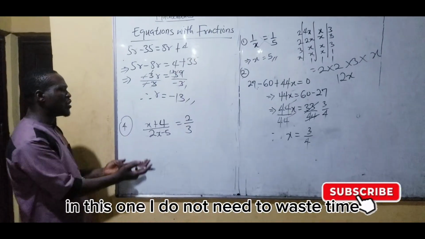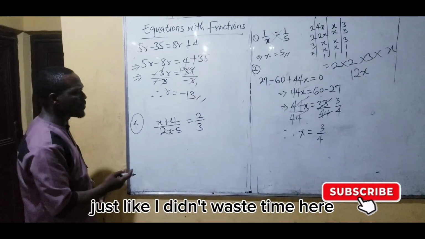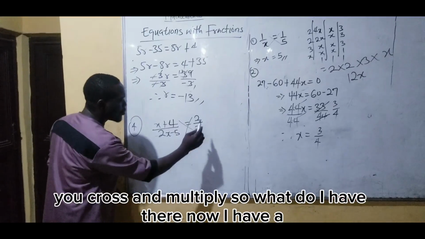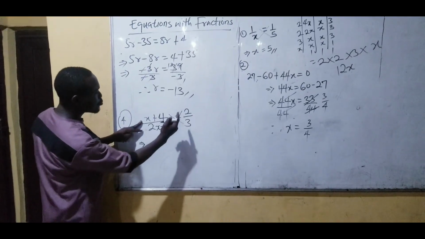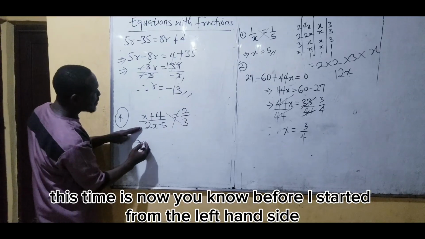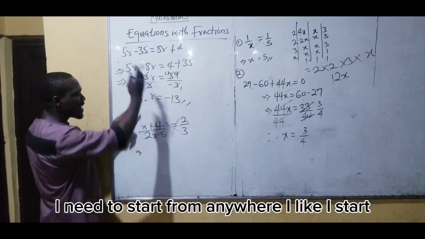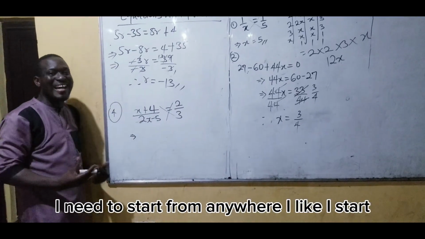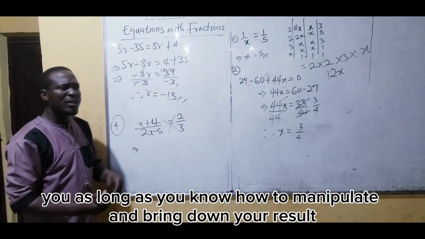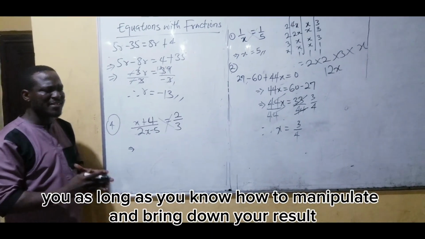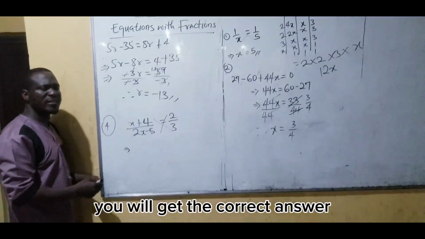Let us quickly do this one. In this one, I do not need to waste time, just like I didn't waste time here. You cross and multiply. So what do I have there now? I have this times this now. Before, I started from the left hand side, but I can start from anywhere I like. Once you know what you're doing, anyhow you do it, as long as you know how to manipulate and bring down your result, you will get the correct answer.